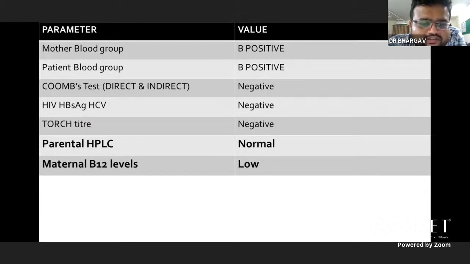Coombs test was also done to rule out congenital hemolytic anemias, which was negative. Coming to the infection portion, HIV, HBsAg, HCV, and TORCH titers were done, which were also negative. Because our patient belonged to the tribal areas, to rule out hemoglobinopathies we also did parental HPLC, which was normal. Maternal B12 level was also done, which was on the lower side.